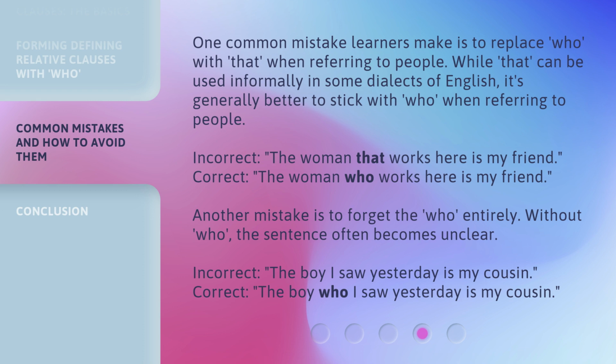Another mistake is to forget the who entirely. Without who, the sentence often becomes unclear. Incorrect: The boy I saw yesterday is my cousin. Correct: The boy who I saw yesterday is my cousin.